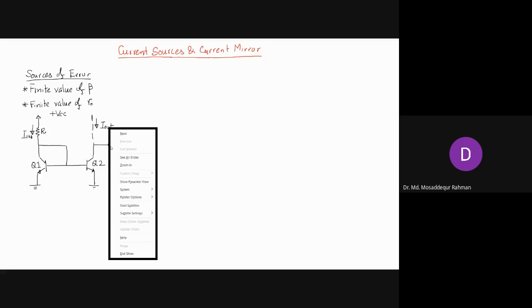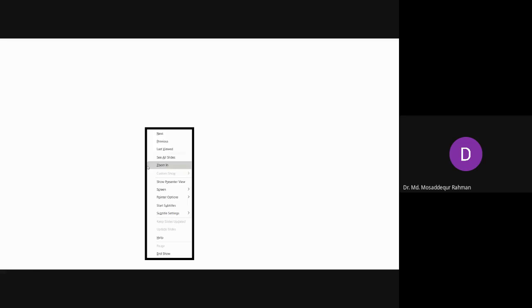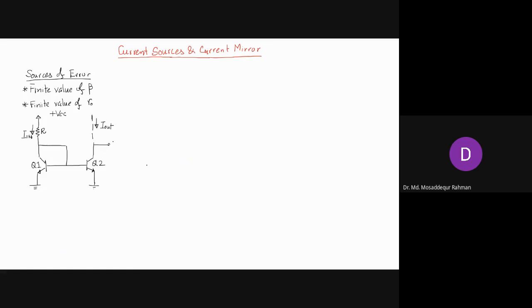So these are the output side. We indicate the output voltage here as V naught. This output voltage, this is what we call our basic current mirror circuit.